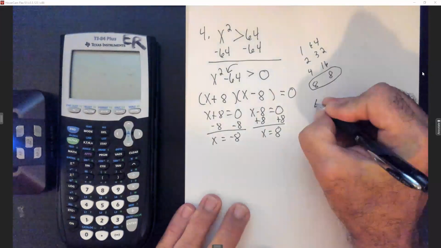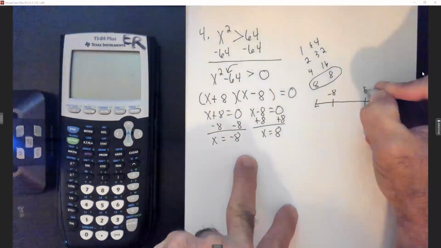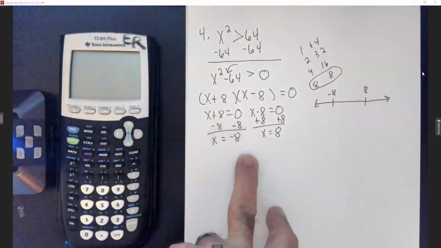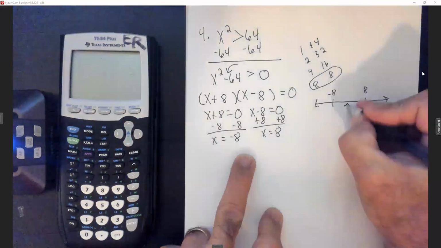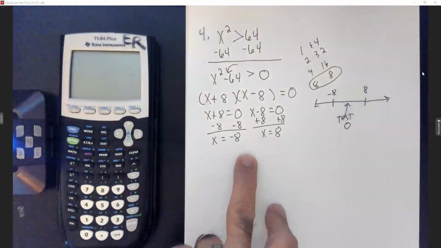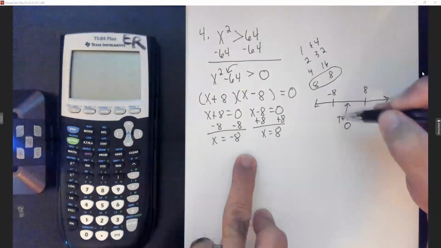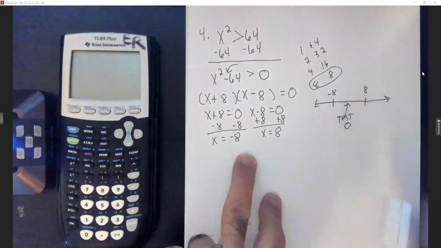Let's see, first would be the negative 8. And then over here, I'll put a positive 8. I know 0 is right in between, so I'm going to test my 0 again. True, I shade it. False, I don't.